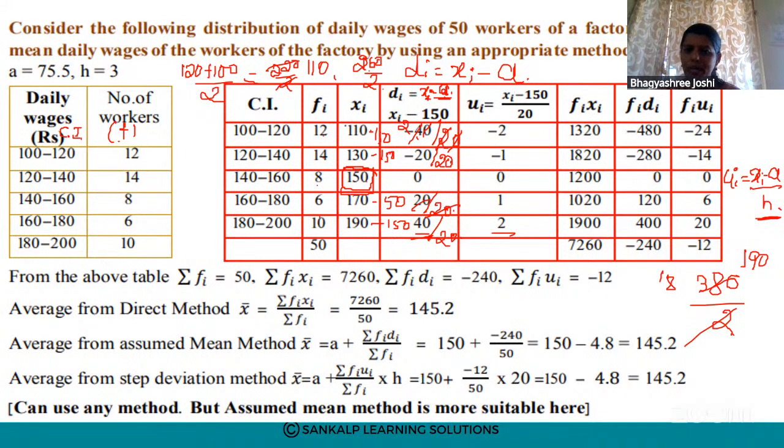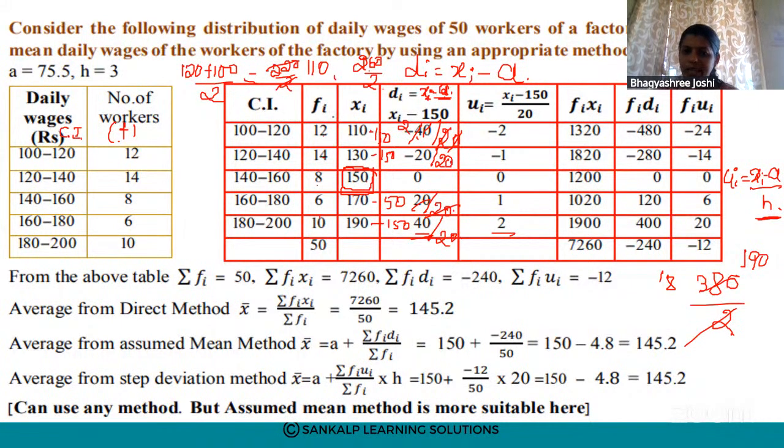So now we calculated Xi, Di and Ui. Now we'll calculate Fi into Xi. Why? Because in our formula sigma Fi Xi is there. So for that, Fi into Xi. 12 into 110, that is 1320. 14 into 130, that is 1820. 8 into 150, that is 1200. 6 into 170, that is 1020. 10 into 190, that is 1900. Okay, this is about the Fi Xi.